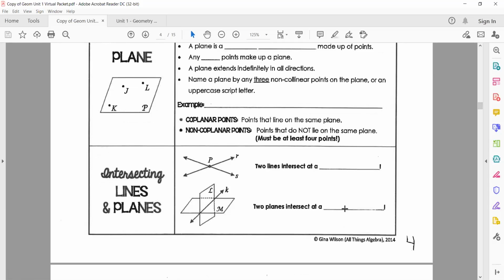Now, this next section here at the bottom, could you fill in this blank here? Two lines intersect at a what?